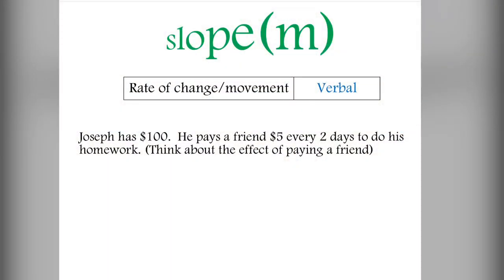Here's a word problem. Joseph has $100. He pays a friend $5 every 2 days to do his homework. We don't suggest you do that. But let's look for the rate of change. Remember that the rate of change is the comparison. What is being compared in this problem?